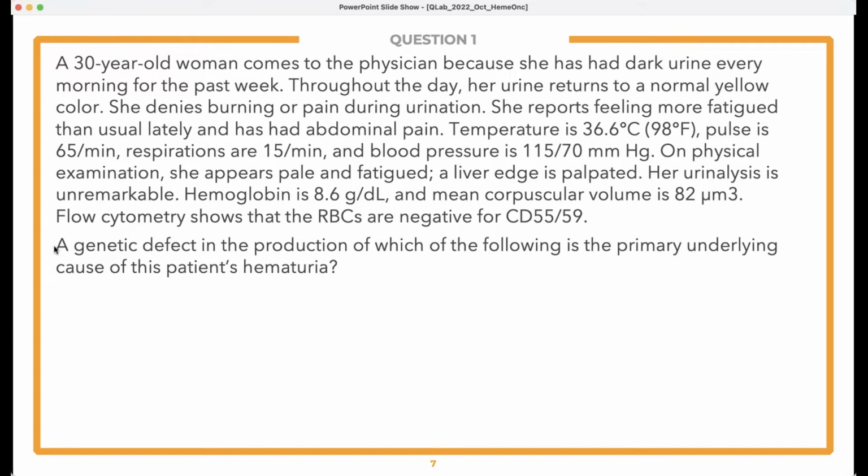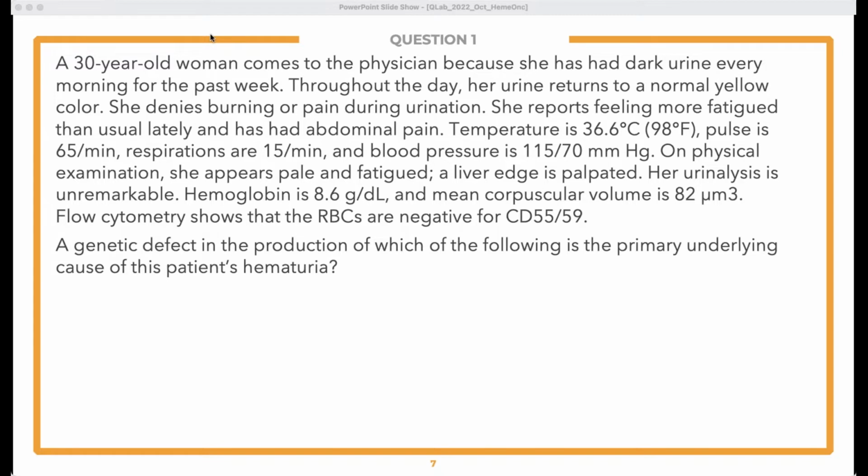A genetic defect in the production of which of the following is the primary underlying cause of this patient's hematuria? Looking at that, now you have a better understanding of what may be happening with this patient, as well as what kind of information you're going to be looking for. So let's go ahead and read the vignette.